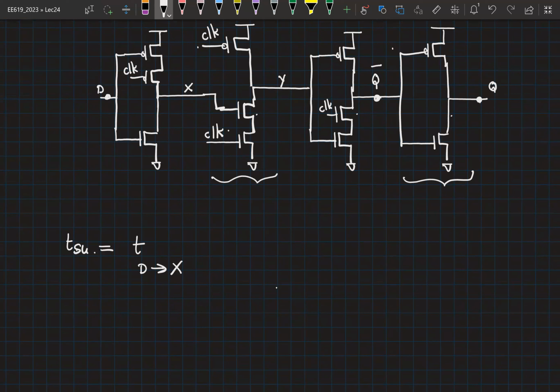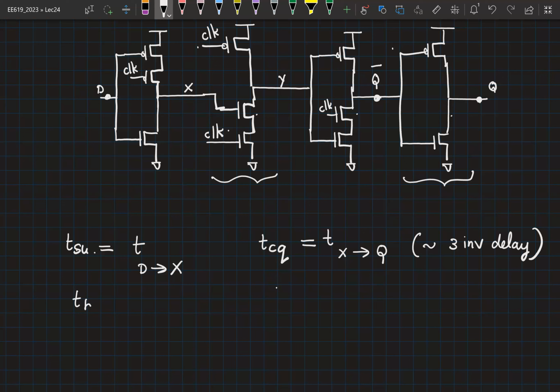Okay. Now, can you tell me the clock to Q propagation delay? This is from X to Q. So this is roughly equal to 3 inverter delay, because there are 3 stages from X to Q. The interesting part, of course, is hold. What comments can you make about the hold?